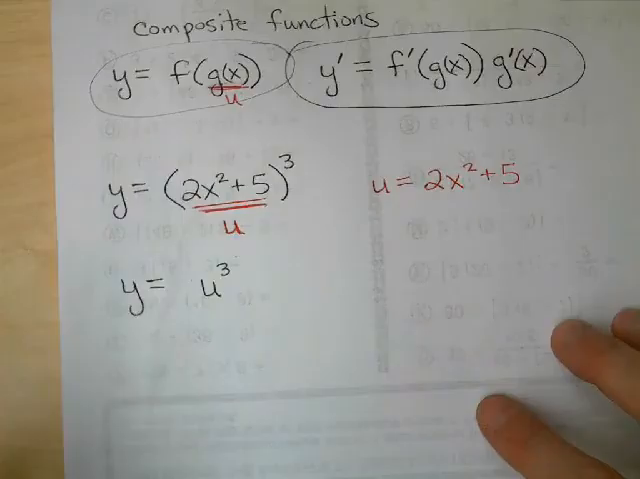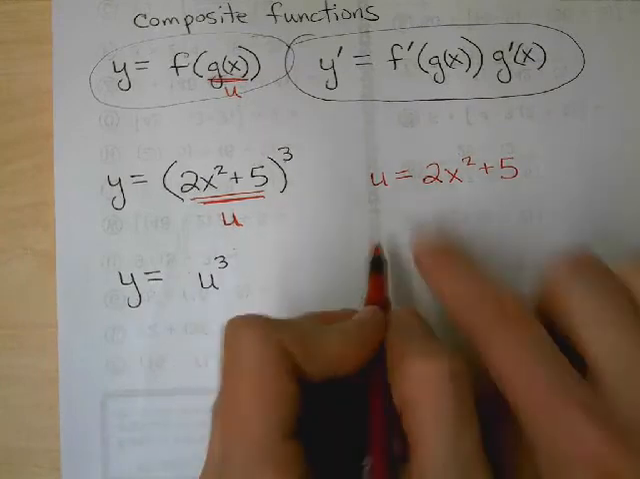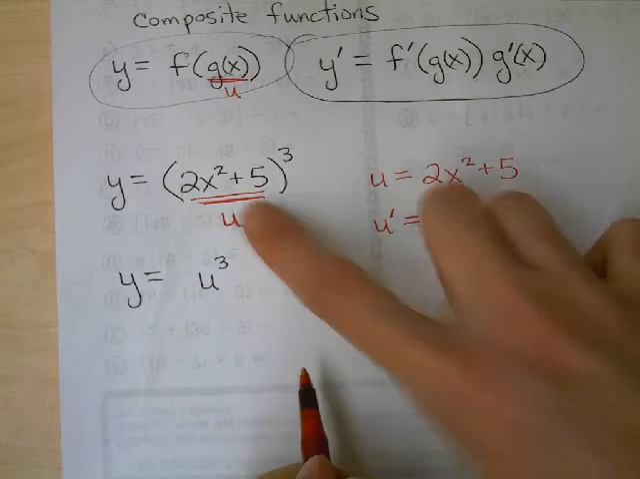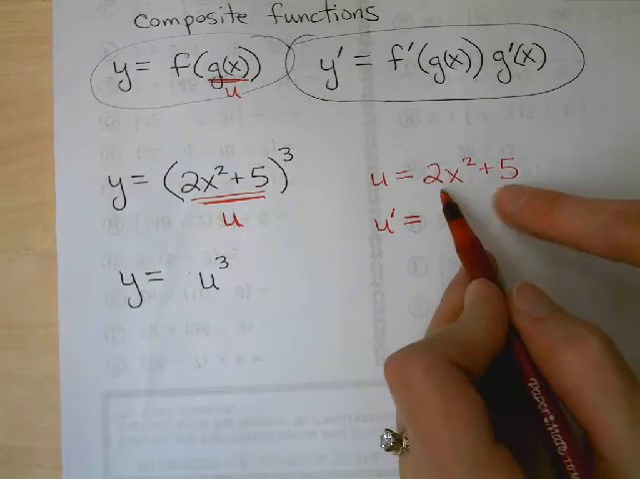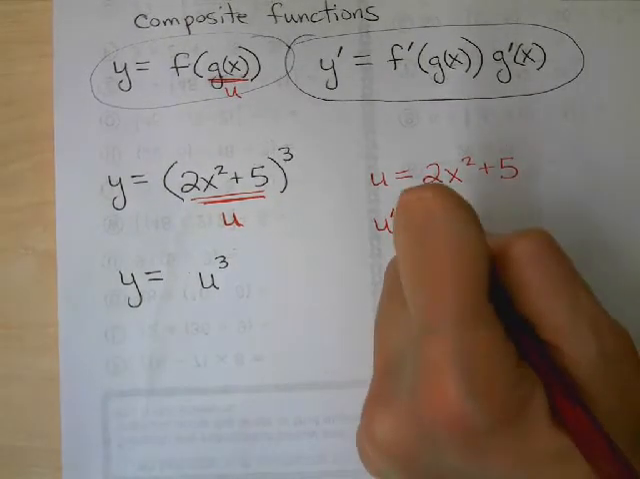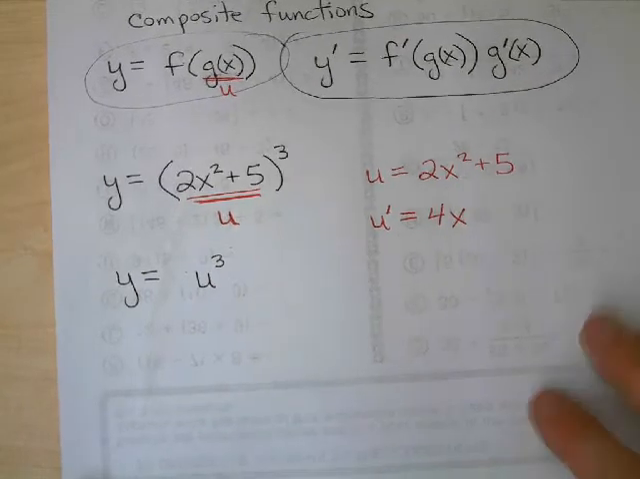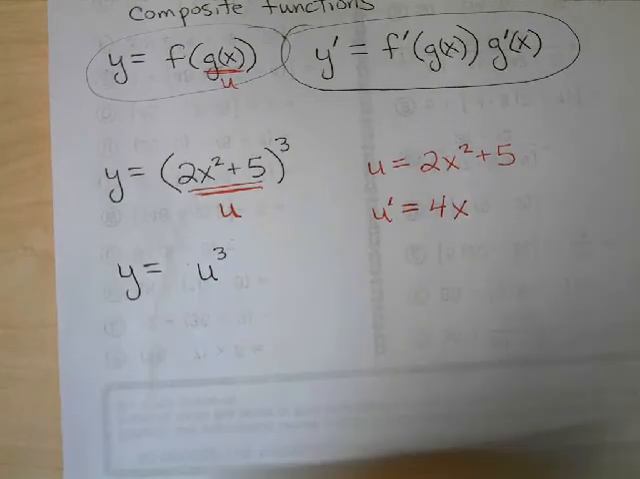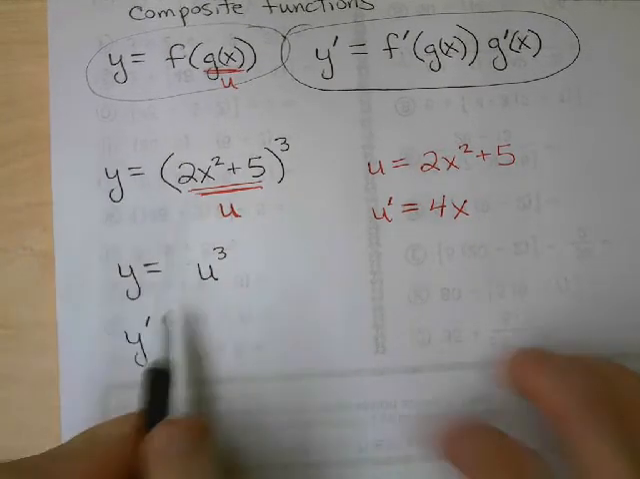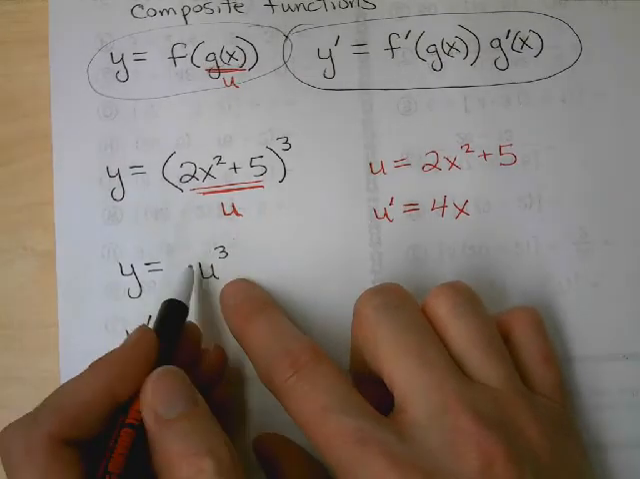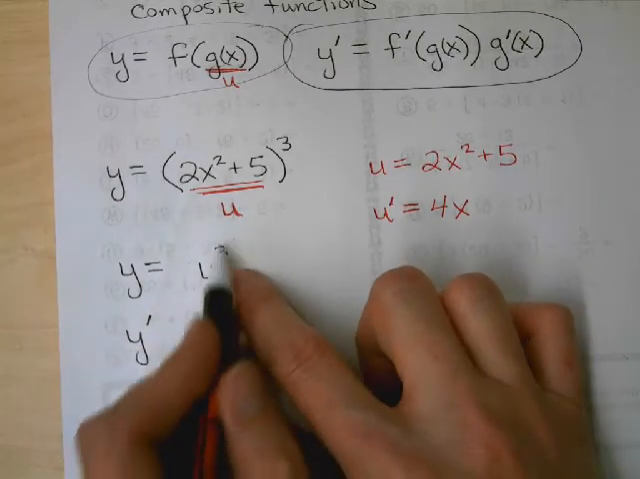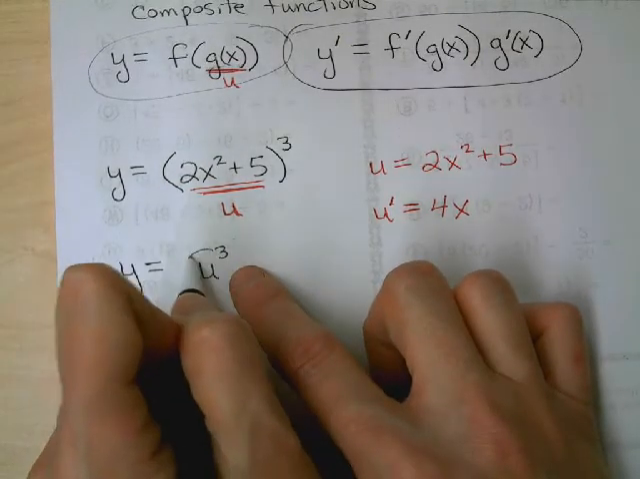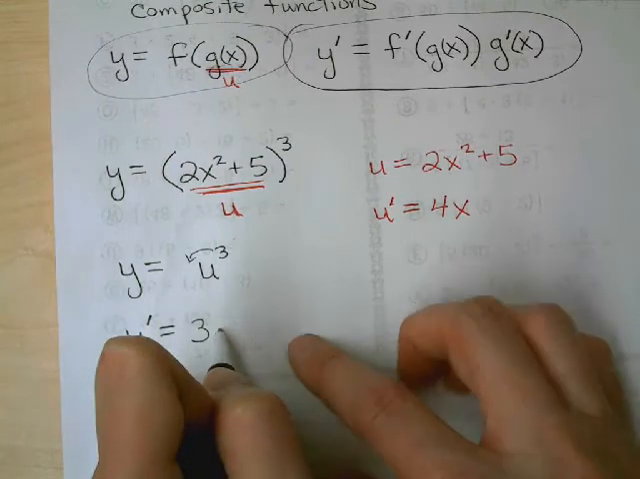So it is kind of tricky. You have to find the derivative of u. What's u prime? What's the derivative of this inside stuff? Yeah, it'd be 4x. All right, so you can do the power rule on this. If we want to find y prime, you take the derivative of this u to the third power. Remember how that power rule works? You bring this over, so it'd be 3u squared.